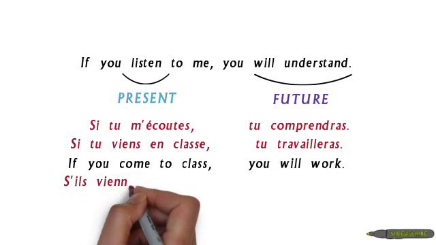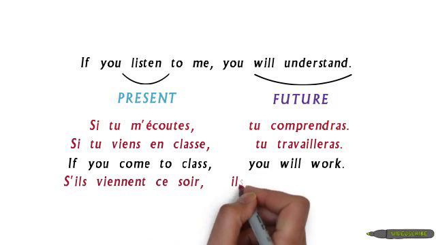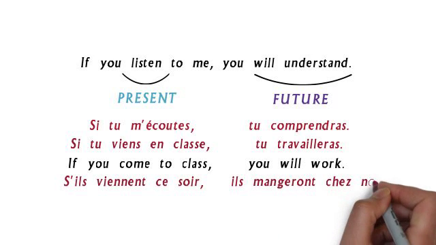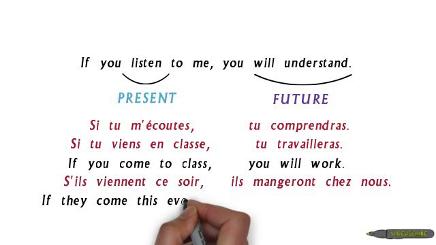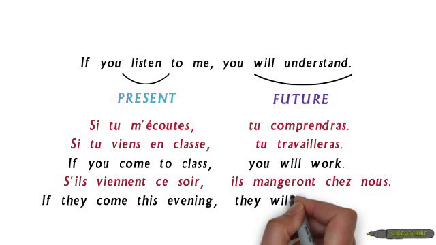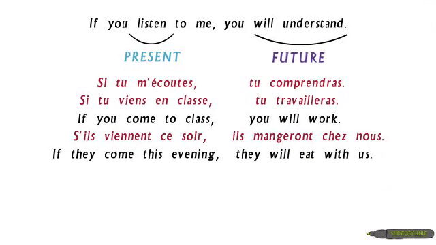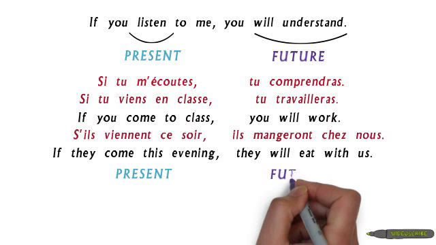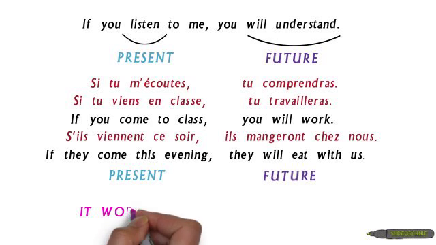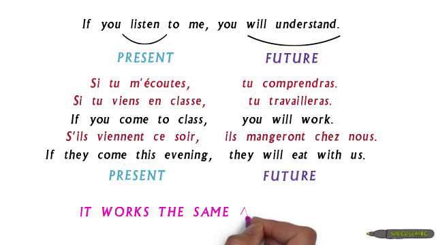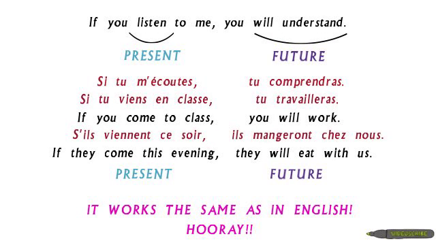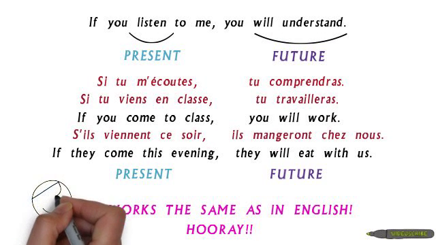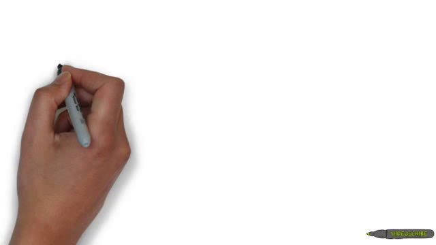It's not just with tu, of course. Let's think of some other examples. S'ils viennent ce soir, ils mangeront chez nous. I'll just say that a bit slower. S'ils viennent ce soir, ils mangeront chez nous. So that's if they come this evening, they will eat with us. If, present, and the resulting thing is in the future. Okay, hopefully that is pretty easy because it's exactly the same tense as in English. Yeah? Well, both tenses are exactly the same as English. No problem.